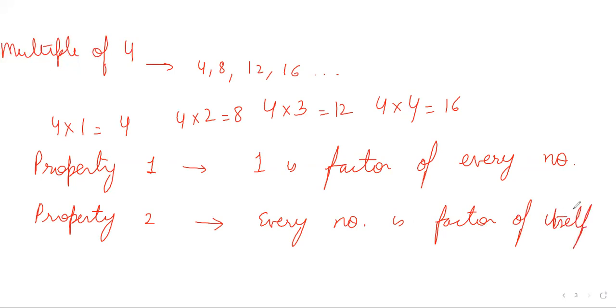What does it mean? If I ask you what are the factors of 3, you know 1 is the factor of every number, so you will say 1. And the second property, what I told you, is that every number is a factor of itself. So if 3 is the number, 3 is its factor. If 100 is the number, 100 is its factor. So every number is a factor of itself.